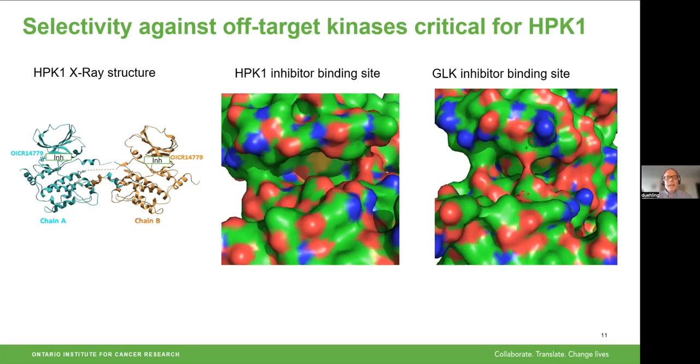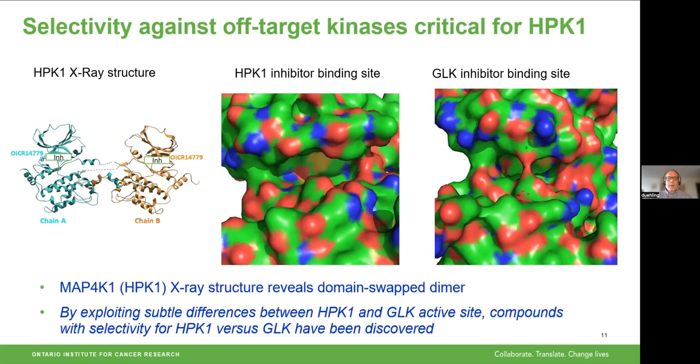And in the case of HPK1, we were very concerned about a very closely related protein called GLK, and the active sites of HPK1 and GLK are very similar. However, there are some subtle differences between the two, which we've been able to exploit. Through X-ray crystallography, where we actually look at how our molecules are docking into the receptor, we've been able to exploit these differences and to look at getting very selective compounds.